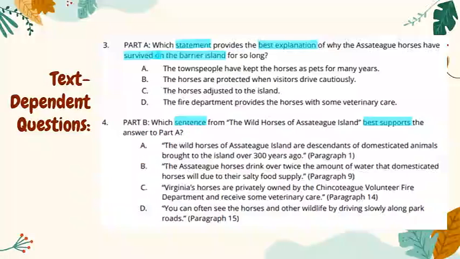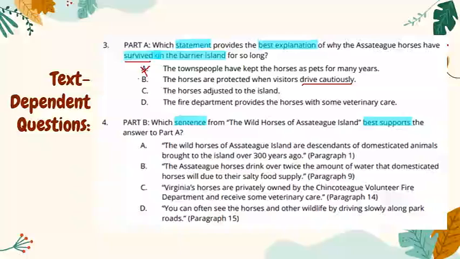All right, number 3, part A. Which statement provides the best explanation of why the Assateague horses have survived on the barrier island for so long? So why have they survived? A, the townspeople have kept the horses as pets. No, that is definitely not true. B, the horses are protected when visitors drive cautiously. Well, the visitors do drive cautiously, or they're supposed to. But does that mean they have survived that long, for 300 years, because of visitors driving cautiously? Probably not. I'm going to sit on that a minute.